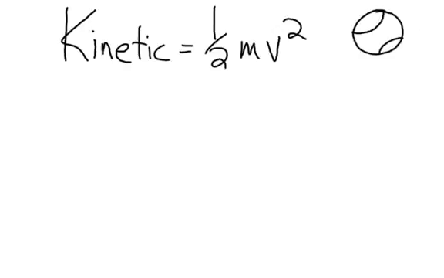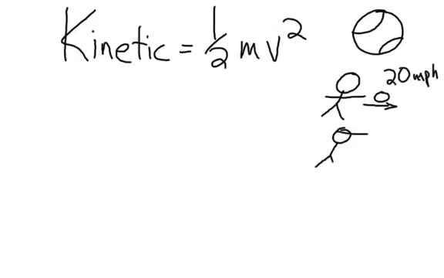Let's say I pitch a baseball, and there are two different pitches. When I throw a baseball, I probably throw it around 20 miles an hour. I'm not a very good thrower, but a really good major league pitcher will throw it at 100 miles an hour. Let's figure out how much kinetic energy would be in one of my throws and then those of a pitcher in the major leagues.